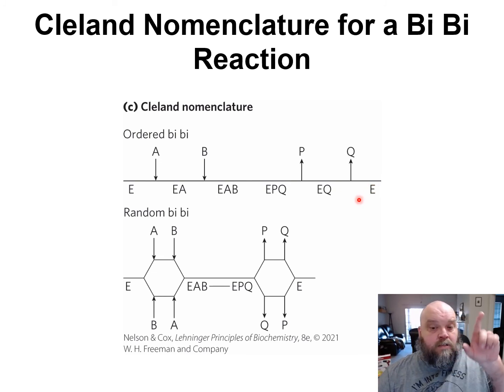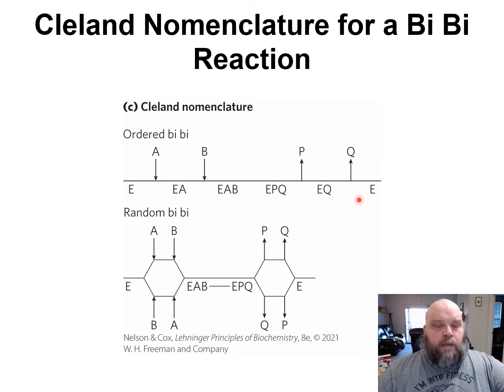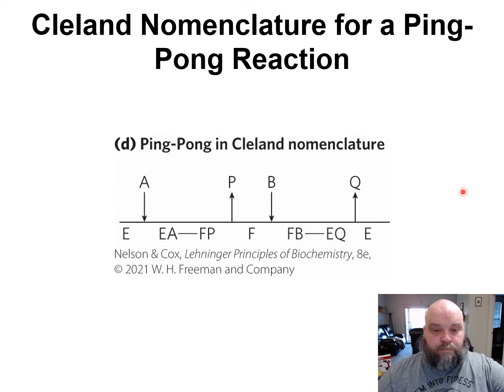Okay, that's similar to what we saw with the ordered, but instead of ES1, bring in S2, ES1, ES2, we're now referring to them as AB, PQ. This random bi-bi, same thing as we saw before. Just got rid of the S1s and S2s and the P1s and the P2s.